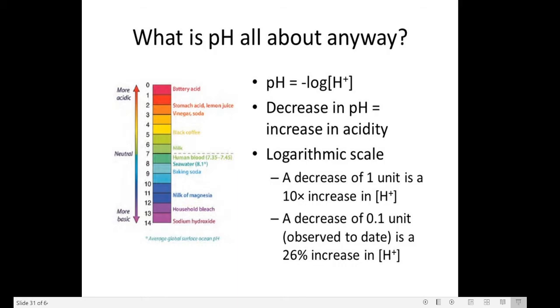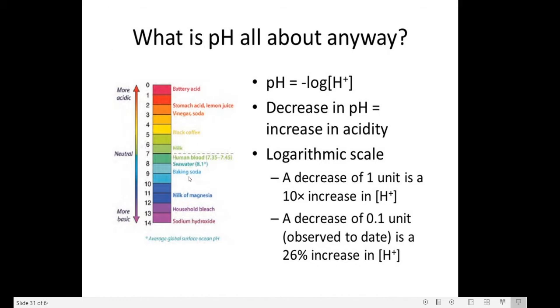In the logarithmic scale, a decrease of 1 unit is a 10x increase in H plus. A decrease of 0.01 unit is a 26% increase of hydrogen plus ions. Okay, here they mention some examples for pH variation.